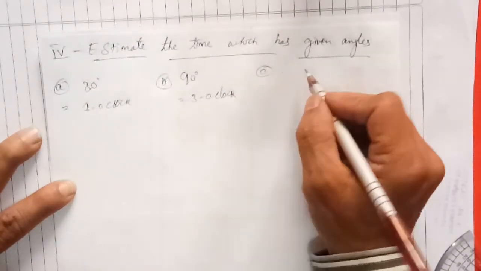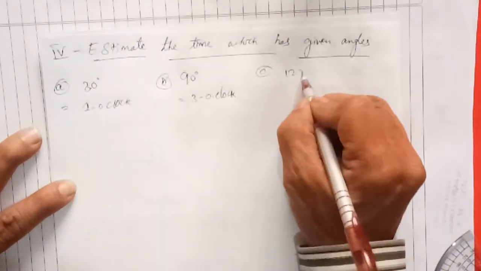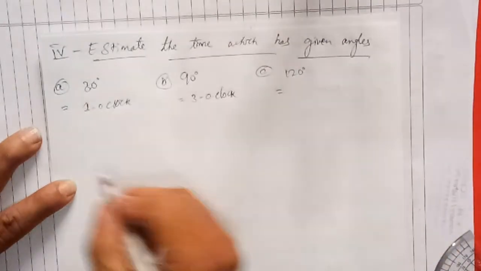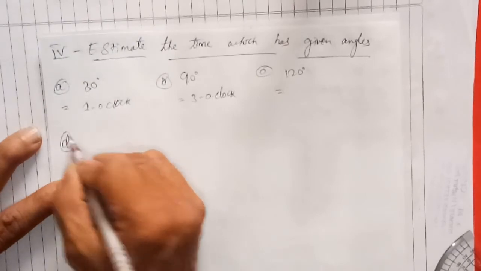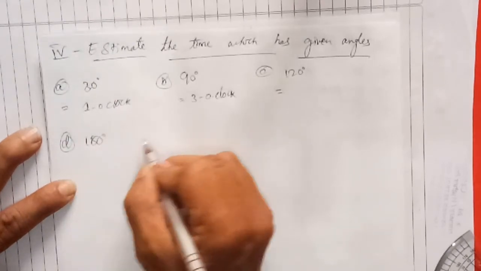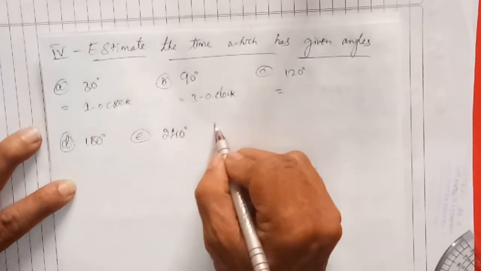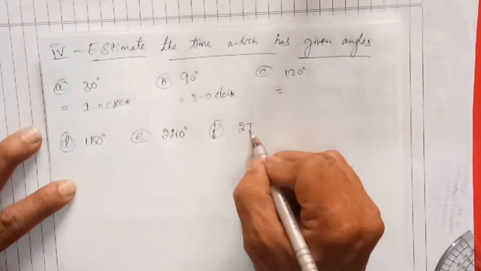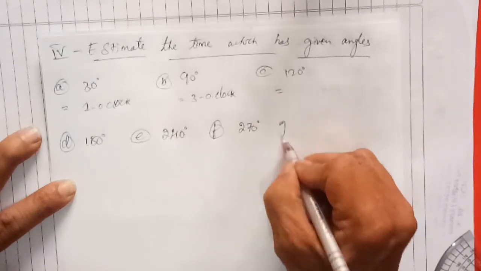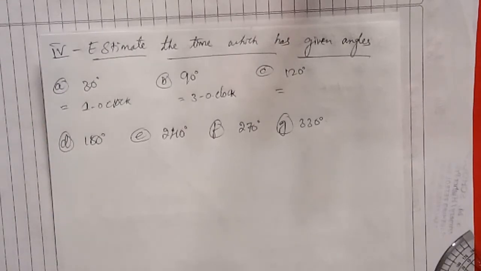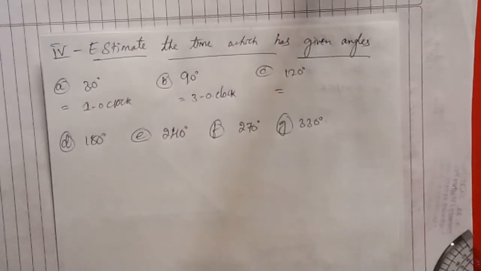C1, 120 degrees. What will it come? You have to solve by yourself. 120 degrees. D, 180 degrees. E, 240 degrees. F, 270 degrees. G, 330 degrees. You have to find the clock timings also. Understood? Okay, this is the last one I have taught you. You can solve and write in your classwork. Understood?